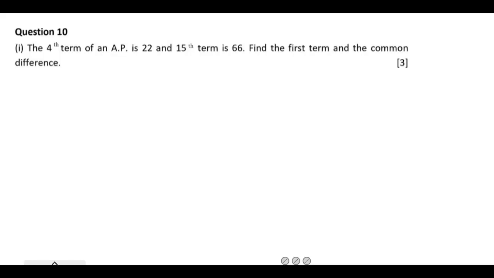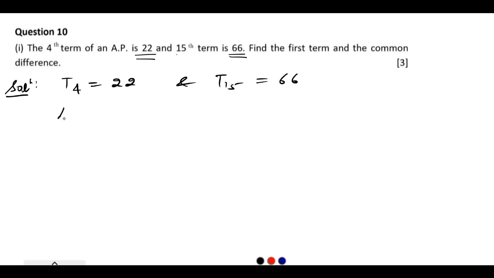Question number 10, the last question of this sample paper. First part: the fourth term of an AP is 22 and the 15th term is 66. Find the first term and common difference. The fourth term is 22 and the 15th is 66. Let the first term be A and the common difference be D.